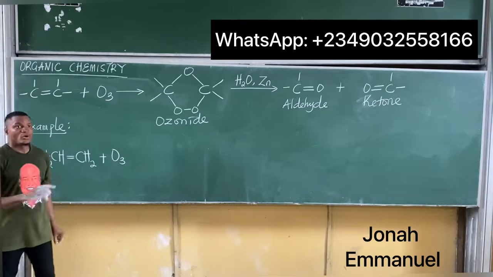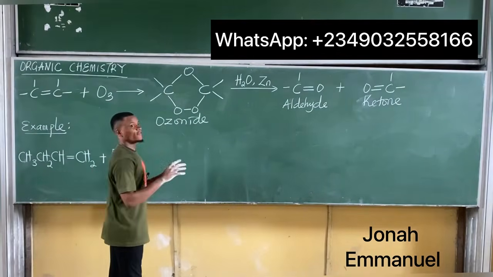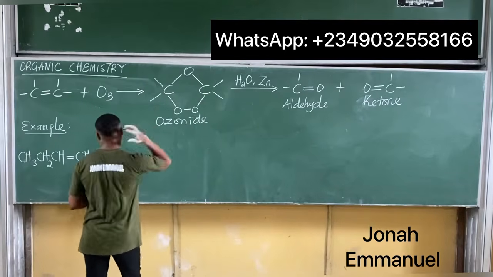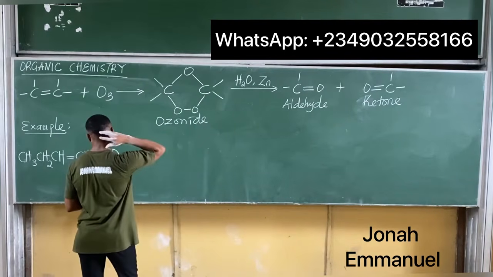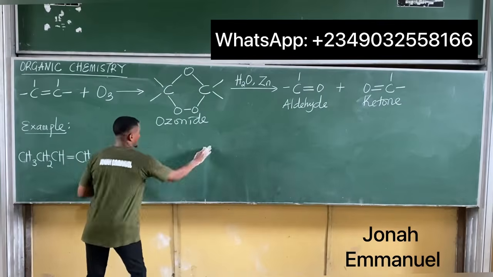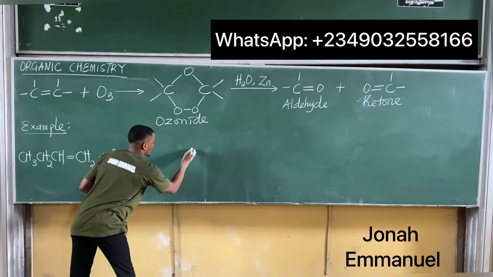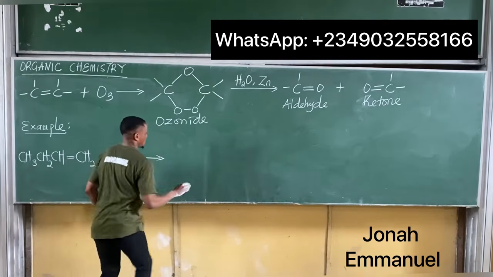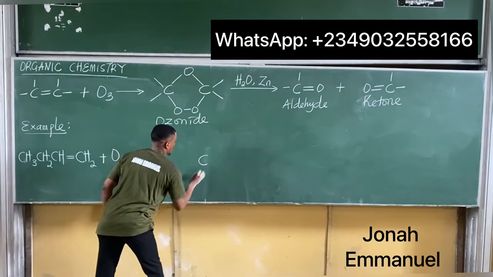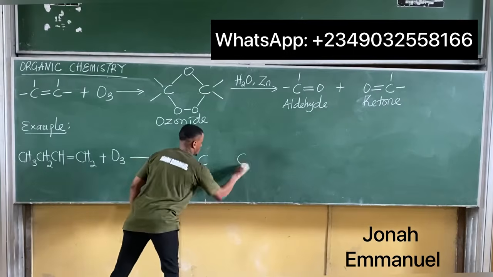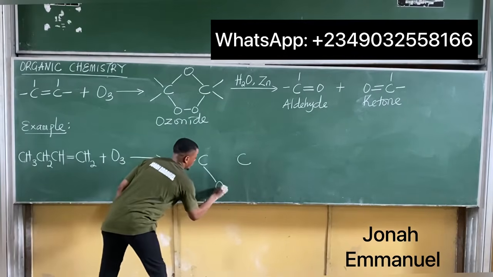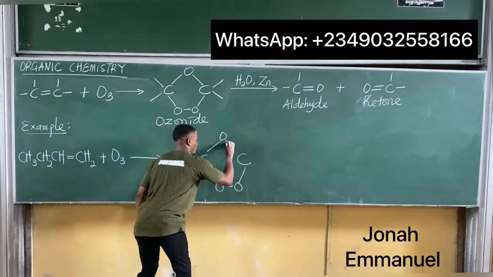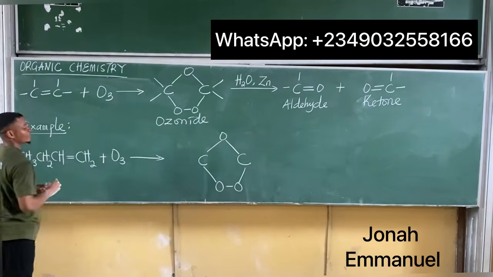For the ozonide, first of all, take up this form. If I take up this form, I have something like this. I'm having this one first. I'm having C. This one here and this one here, these two mixing up here. Now listen. This is how the ozonide is formed.